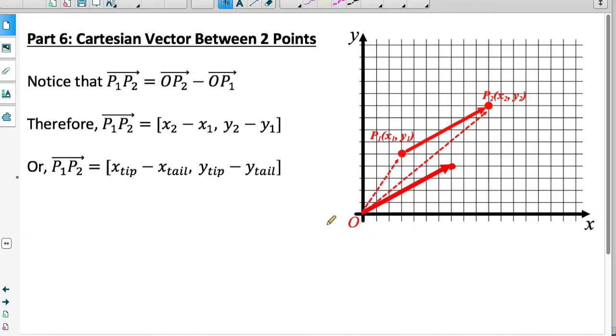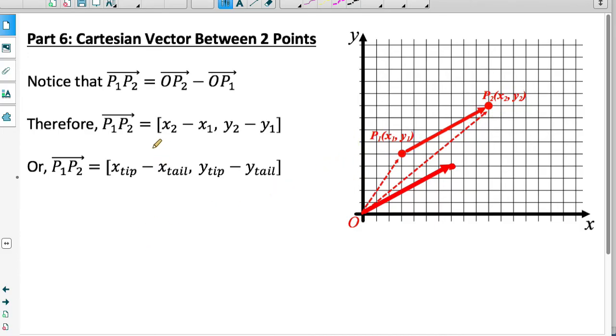So we can calculate that. The formula is actually not that difficult at all. All we have to do is find the difference in the x coordinates to get the x component of the position vector, and then find the difference of the y components to get the y component of the position vector. The one thing that's important here is to note that point 1 is the tail, and point 2 is where the tip of the vector is. So the order that we do the subtraction is very important.